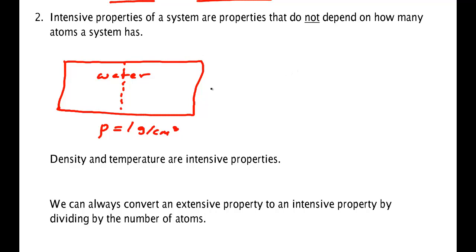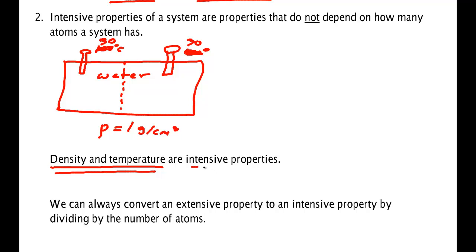Another example of that is temperature. If you put your thermometer in here, and you're at 100 degrees C, and you put your thermometer in here, it would read 100 degrees C. If you split it into two pieces, you'd still measure 100 degrees C. Actually, I guess we couldn't measure 100. How about 30? If we measured 100, we'd be measuring steam. All right. So temperature and density are what are called intensive properties. They don't depend upon the number of atoms in the system.